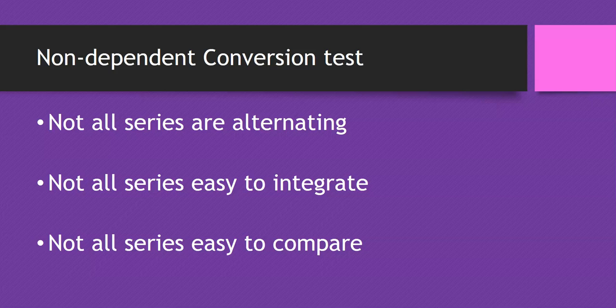Specifically, series that we haven't necessarily dealt with before. So series that are not alternating, series that aren't easy to integrate, or series that aren't easy to compare. Obviously, when we have easy to compare to other things we know, we've dealt with the comparison test. When we know how to integrate different series, we have the integration test for convergence of series, and we have the alternating test that we just looked at in 9.5.